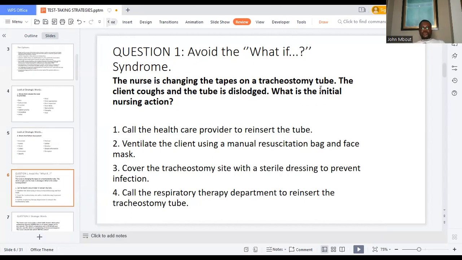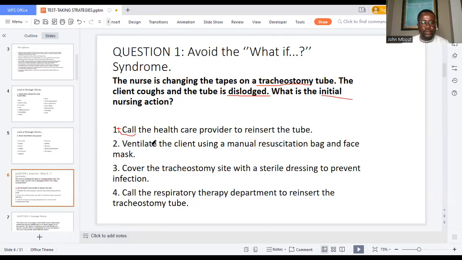Okay, let's proceed. So in this question, what I was saying is that the first thing you might think is to call the doctor. That is not the first thing to do. The first thing is to always avoid the notion of what-if syndrome coming into your mind. You should look at the question, read within the lines, talking about a tracheostomy client where the tube is dislodged. What is the first thing to do?